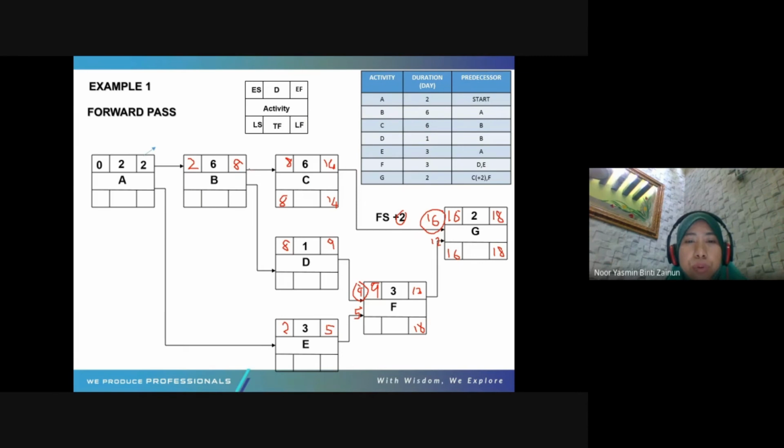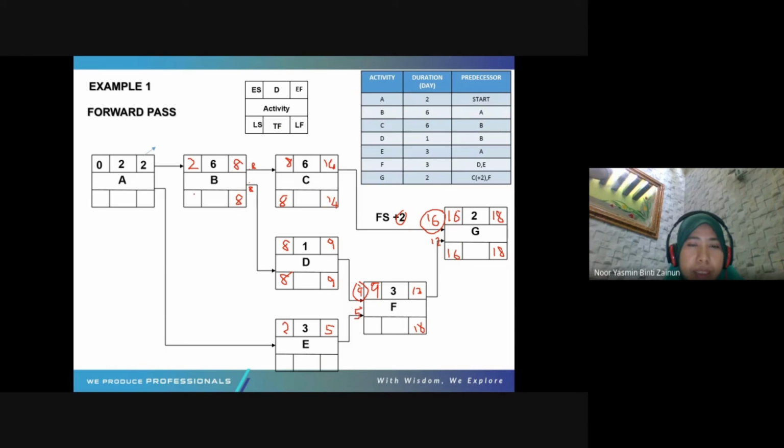Okay. 14 minus 6 is 8. So you have two arrows coming out from here. So you have two choices between 8 and here. Okay, 9. 9 minus 1 is 8. Oh, sama juga, 8 juga. So the choice is 8.